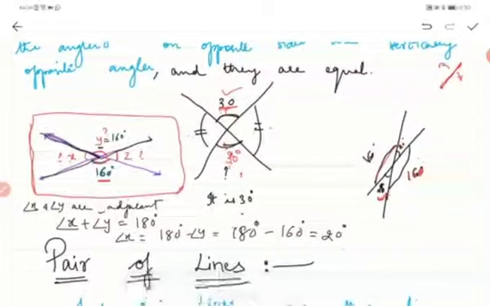So you have got your x as 20 degrees. What about z now? Since it is the vertically opposite angle to x, you will take this also as 20 degrees. Any problem given, this is how you will solve. I hope it's clear for everyone.